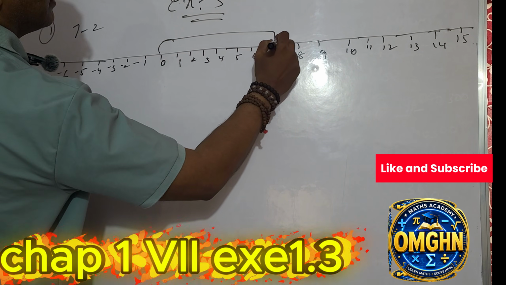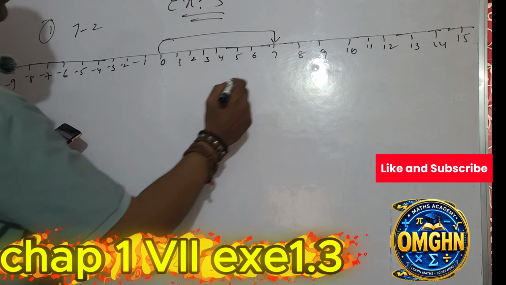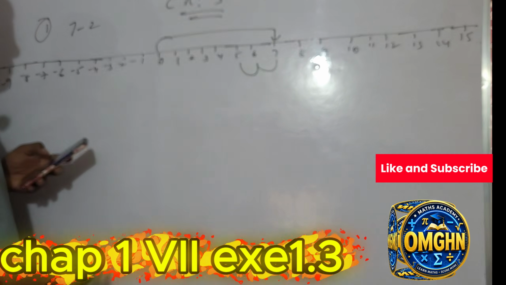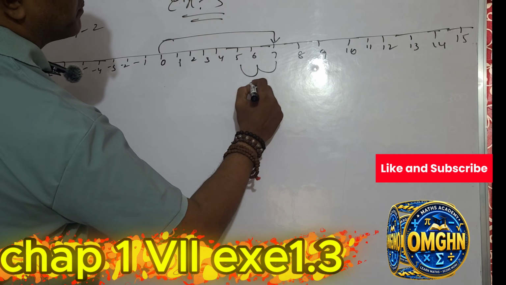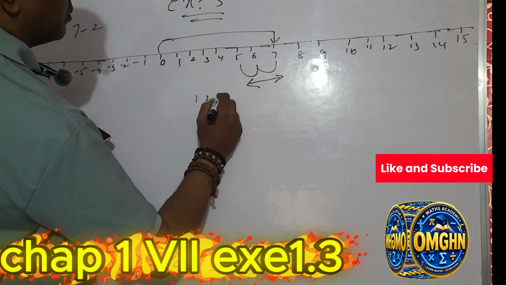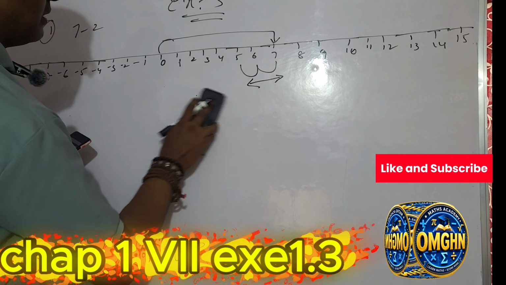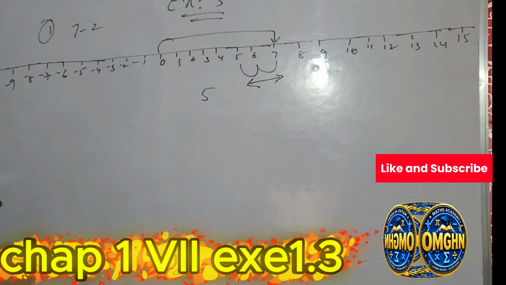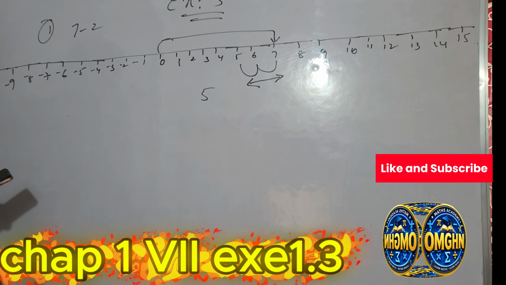1 to 7, we have to minus what? 2. As I told you, subtraction we will do from the down. So, what will be the answer? 1, 2, 3. That is directly 5. Okay. Now, next question.